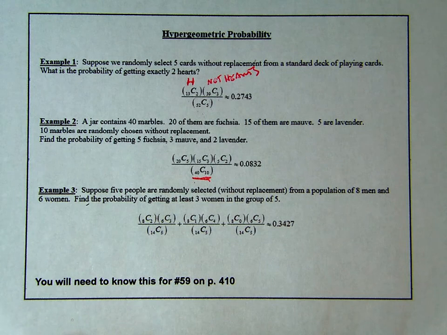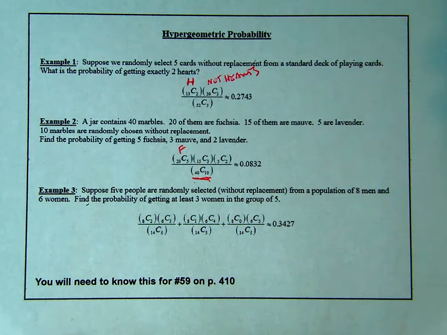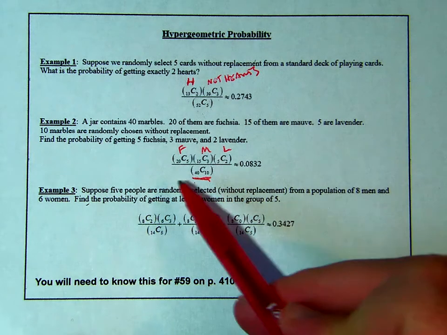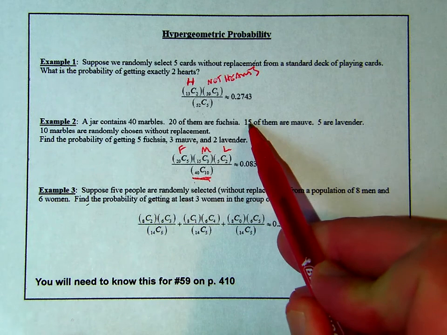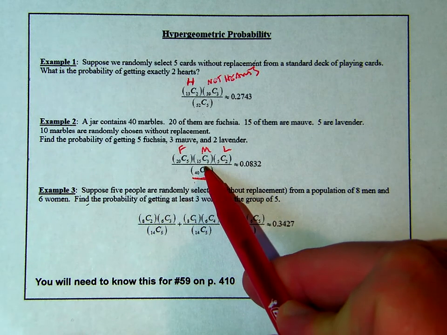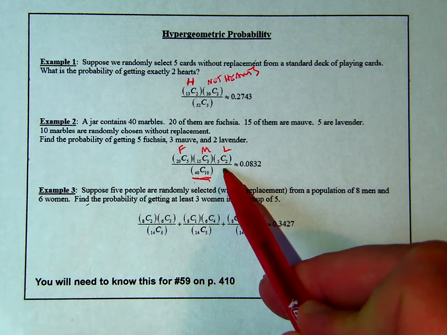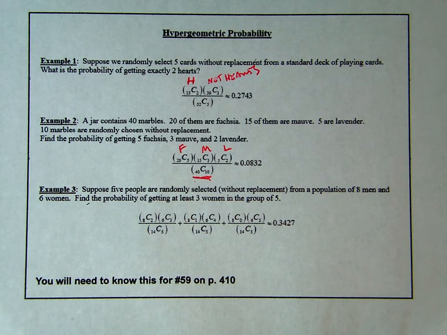Now the breakdown for the categories up top are colors. So we have fuchsia, we have mauve, and we have lavender. So of the 20 fuchsia, we specifically want 5. Of the 15 mauve, we specifically want 3. Of the 5 lavender, we specifically want 2. And then once you have that set up, just make sure you get it typed in your calculator the right way in order to make the order of operations work out.